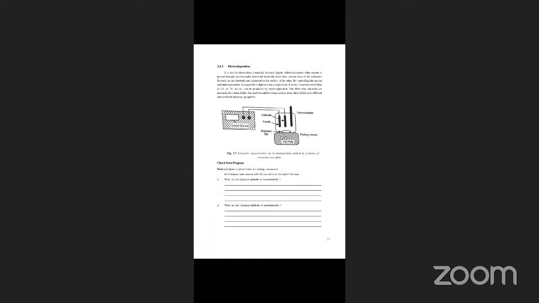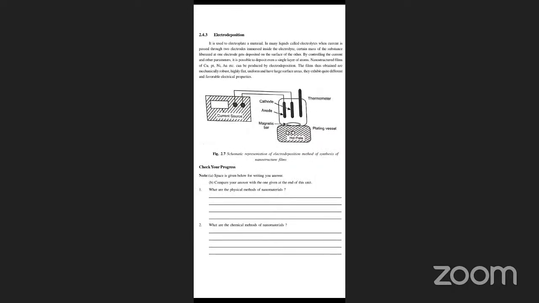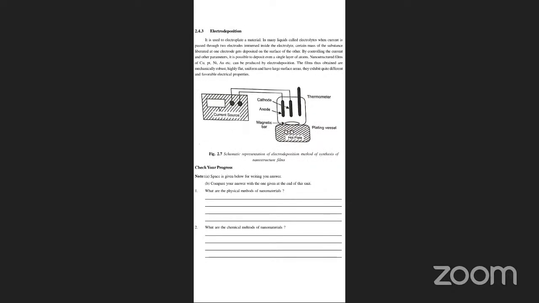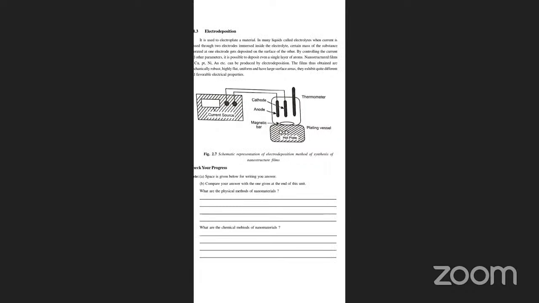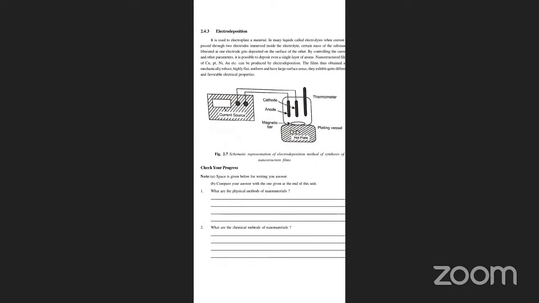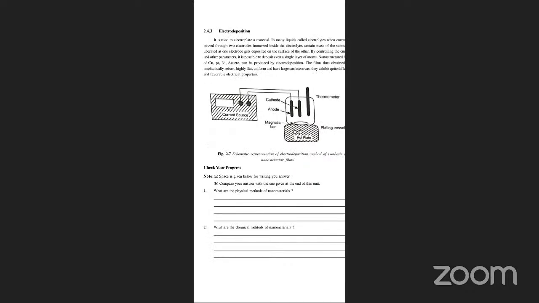Next, electrodeposition. It is used to electroplate a material. In many liquids called electrolytes, when current is passed through two electrodes immersed inside the electrolyte, a certain mass of the substance liberated at one electrode gets deposited on the surface of the other. By controlling the current and the other parameters, it is possible to deposit even a single layer of atoms. Nanostructured films of copper, platinum, nickel, silver, gold, etc., can be produced by electrodeposition.